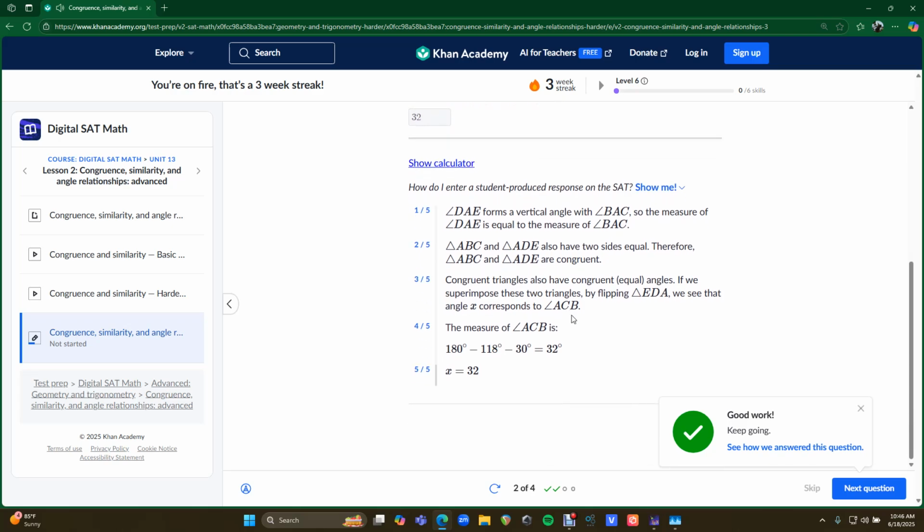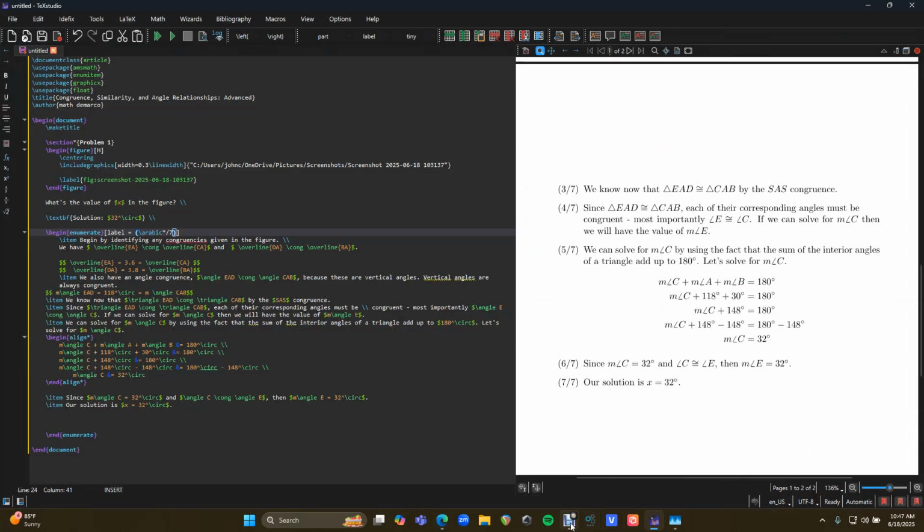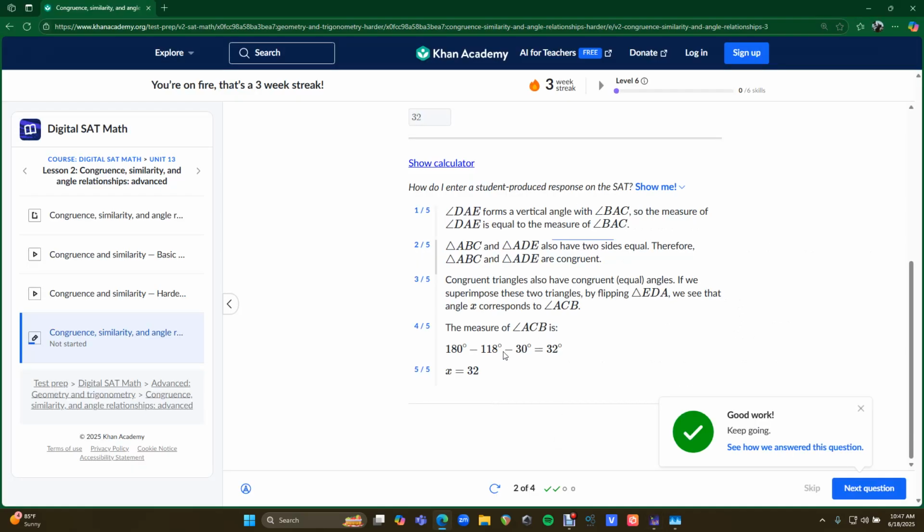All right, theirs looks a lot tighter. Let's see. DAE forms a vertical angle with that, so the measure of that is equal to that. Two congruent, two sides equal. Yeah, side lengths equal there. So they kept it a lot lighter, and maybe we didn't need to go so in depth, but personally I like how I did it. I like how I broke it down a little bit more, and it's still clean looking. Ultimately, it's the same process.